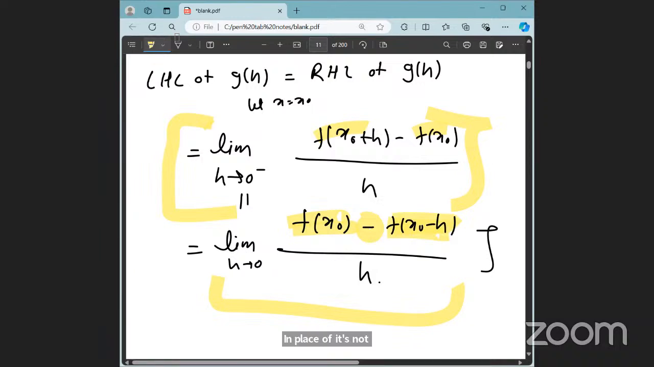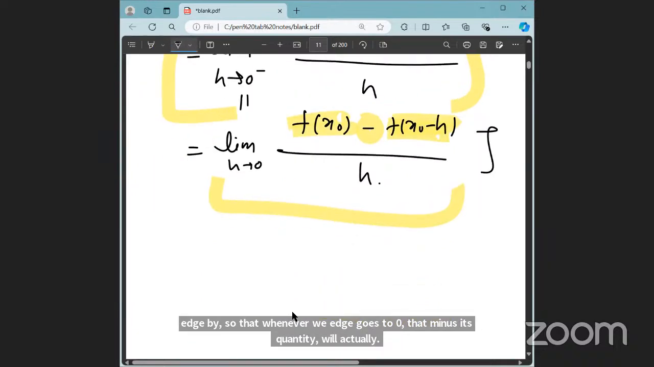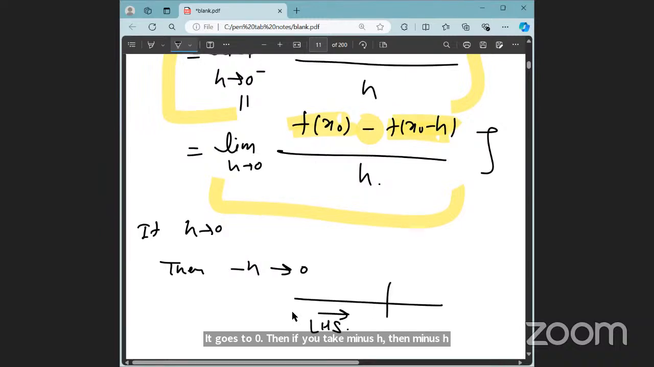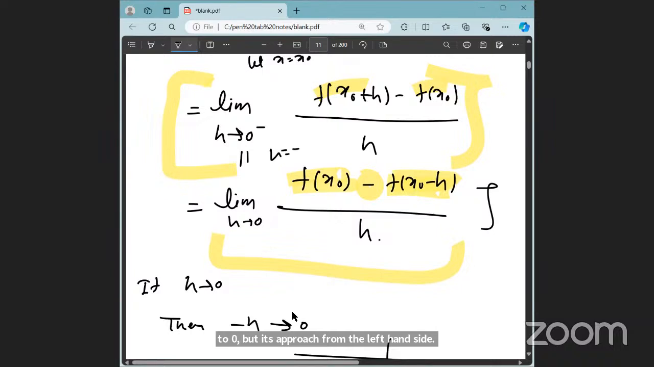In terms of what we are doing, we are just replacing h by minus h, so that whenever h goes to 0, that minus h quantity will take all points from the left-hand side. That means if h goes to 0, then minus h also goes to 0, but it approaches from the left-hand side. That's why we took h to be equal to minus h and changed our whole limit. So now this left-hand limit is equal to this particular limit, right?